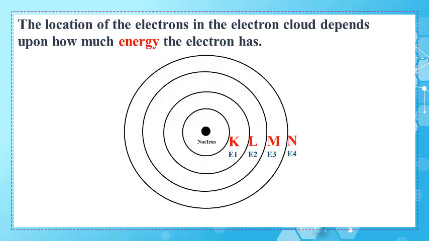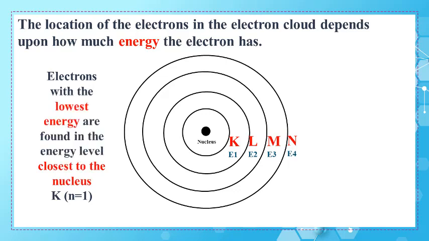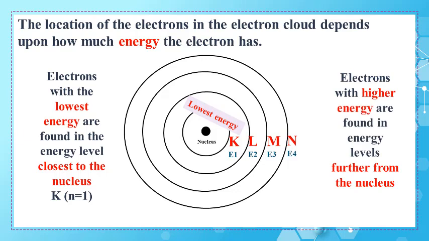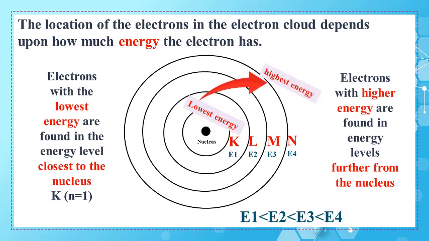The location of the electrons in the electron cloud depends upon how much energy the electron has. Electrons with the lowest energy are found in the energy level closest to the nucleus, which is the energy level K, while electrons with higher energy are found in the energy levels further from the nucleus. That's to say, the energy of the first energy level K is less than the energy of the second energy level L, less than that of the third energy level M, and less than that of the fourth energy level N.